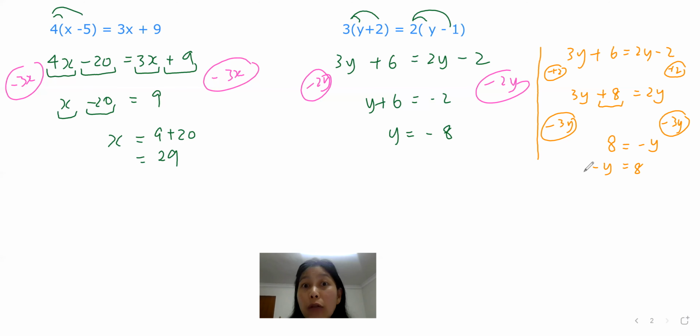And then how to get a negative? You could imagine what happened here is multiply negative 1 because negative times negative is positive. And obviously we have to times negative 1 to the other side as well. Yeah, negative 1 times. So negative times negative is positive y, negative times negative 8, negative times positive 8 is negative 8. So we still get the answer.